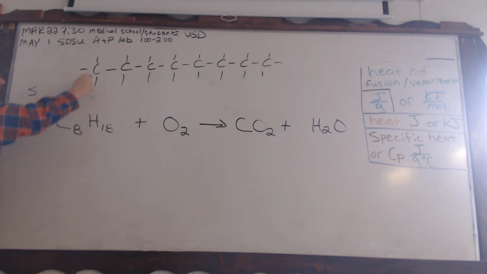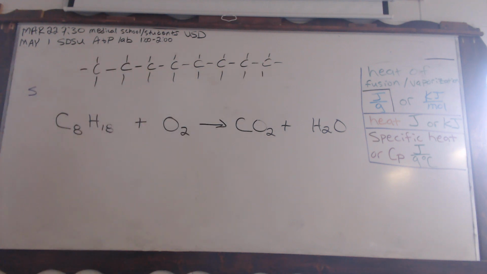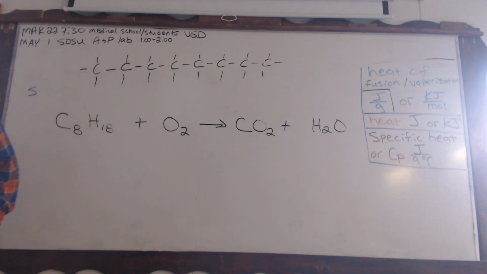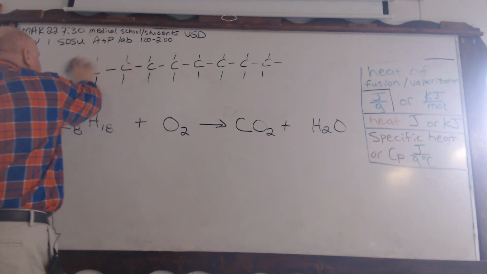Well, there's 8 of them. 1, 2, 3, 4, 5, 6, 7, 8. So a hydrogen on top and the bottom. 8 times 2 is what? 16. And then count your ends. Gives you 18. Okay?